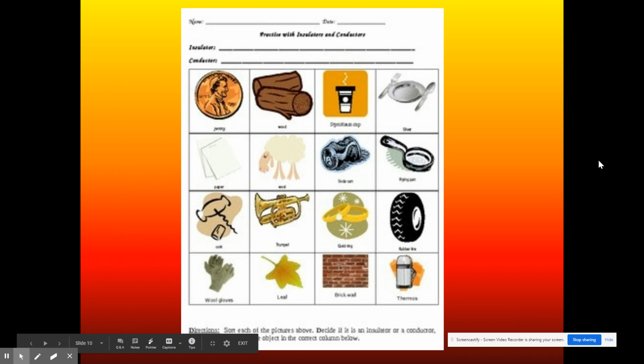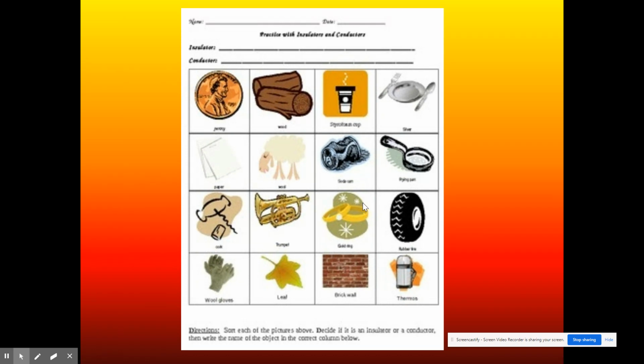You guys can go ahead, and I'm going to put this in the Edpuzzle, and you will put in the Edpuzzle whether each material is a conductor or an insulator. So we have a penny, a piece of wood, a styrofoam cup, silver, frying pan, aluminum can, wool, paper, cork, trumpet, gold, rubber tires, a thermos, brick wall, leaf, and wool gloves.